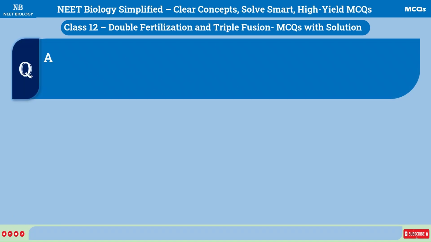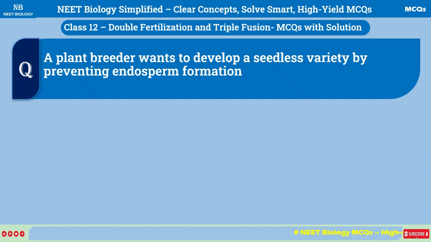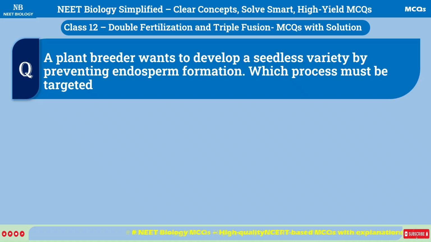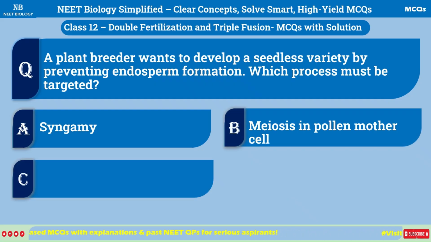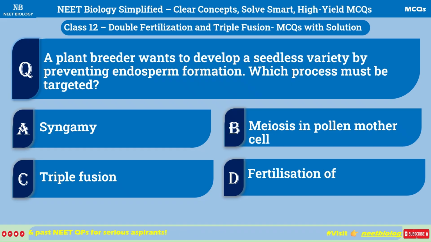A plant breeder wants to develop a seedless variety by preventing endosperm formation. Which process must be targeted? A. Syngamy. B. Meiosis in pollen mother cell. C. Triple fusion. D. Fertilization of egg cell.